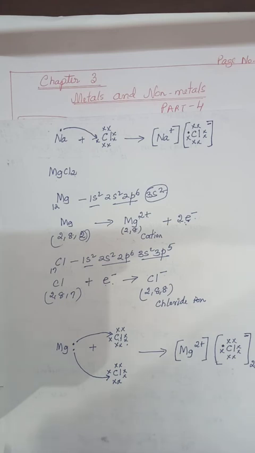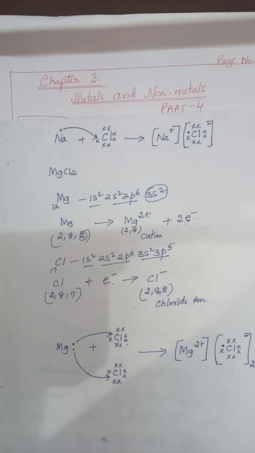The compounds formed by the transfer of electrons from a metal to a non-metal are known as ionic compounds. Magnesium is a metal. Chlorine is a non-metal. The compounds formed by the transfer of electrons from a metal to a non-metal are known as ionic compounds or called electrovalent compounds. Example, sodium chloride, magnesium chloride.